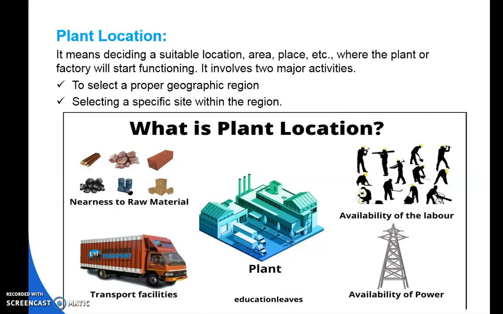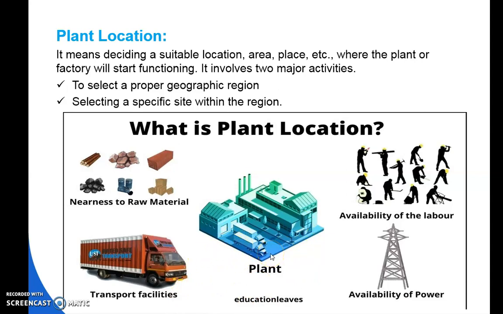The plant location means the place or the area where the plant or factory will start functioning. The main areas of plant location are that we have to select a proper geographical region, and within that geographical region we have to find a particular location where we are going to make the factory buildings. We have seen that there is a figure. In the plant, we have different units.